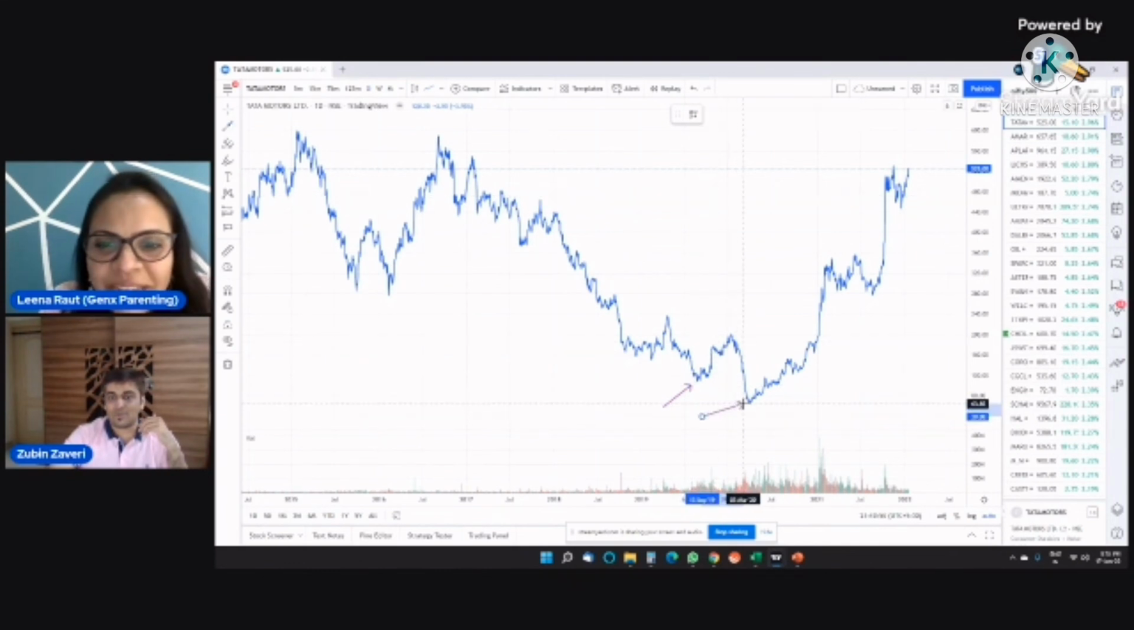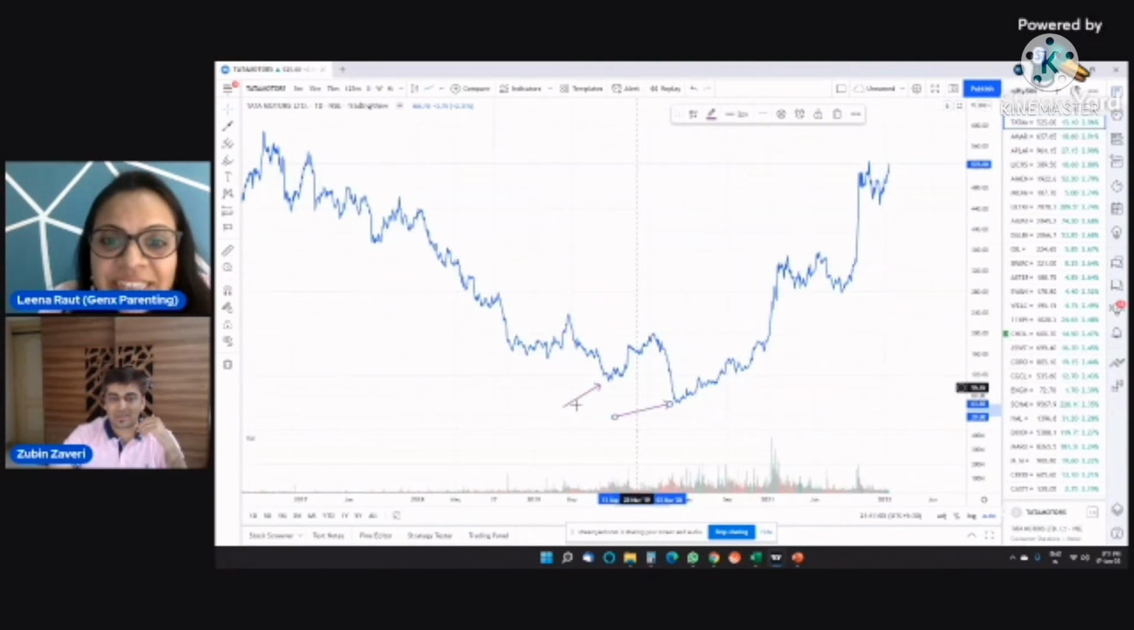What was that bottom price? I cannot read it, it's small. I'm just marking an arrow. I hope you can see. I've marked this arrow. This is the first bottom. This is the second bottom. Between these two bottoms, there is this top over here.